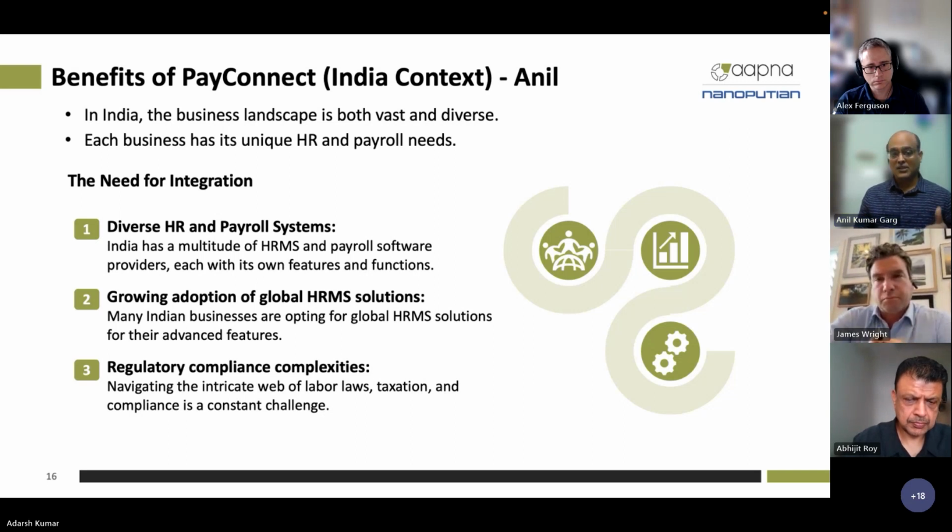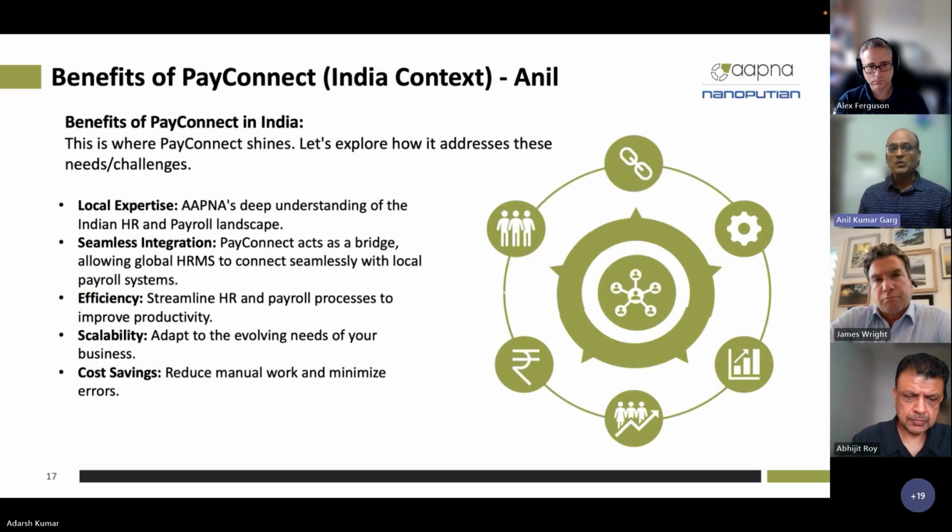payroll operations. Third, navigating the intricate web of labor laws, taxations, and compliances in India is a constant challenge. It's crucial to ensure that your HR and payroll system complies with these regulations to avoid costly errors and penalties. Navigating this maze can be a constant headache for businesses trying to stay on the right side of the law. So now let's talk about how PayConnect can address these challenges and offer significant benefits.